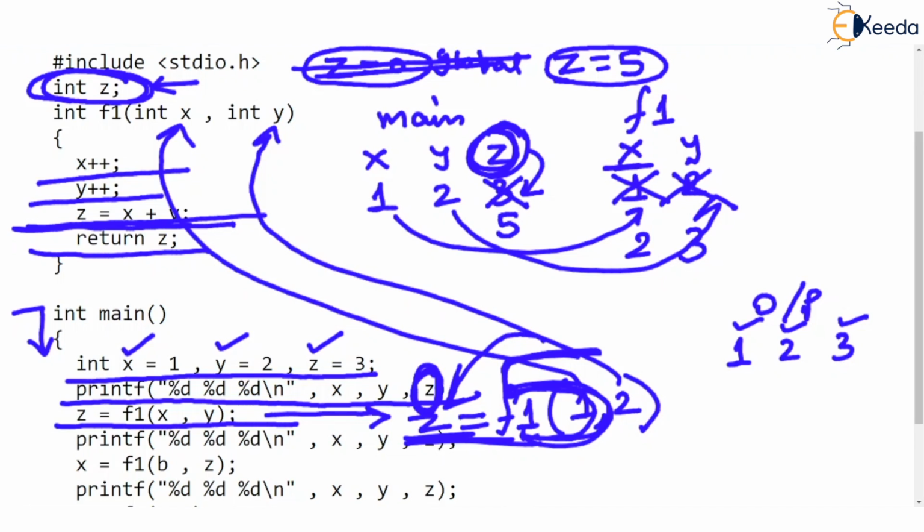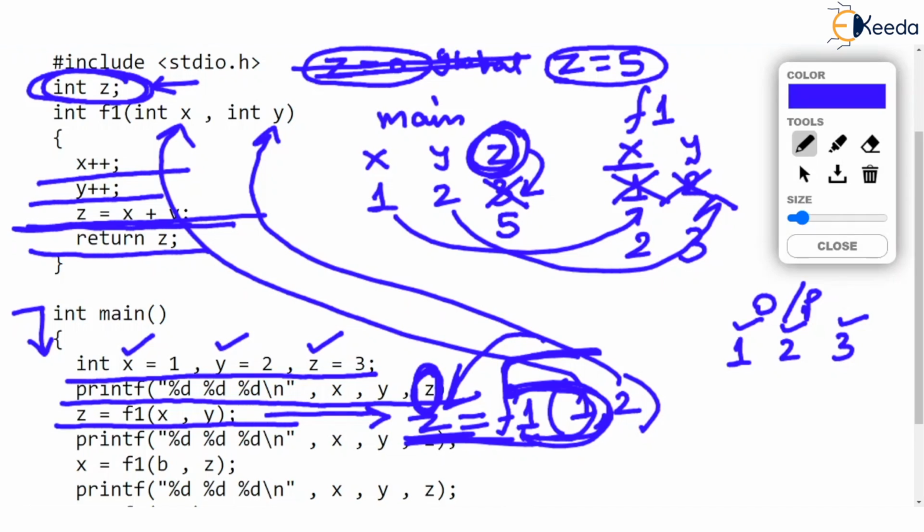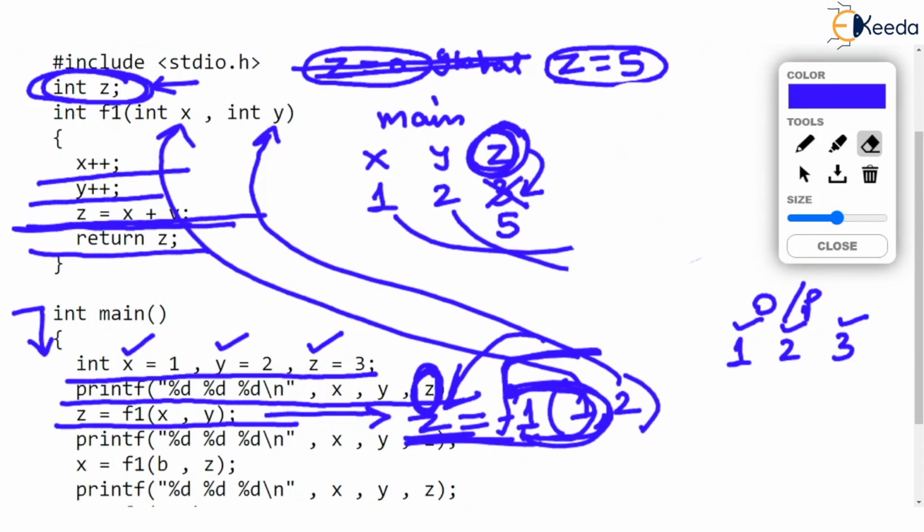I hope you are understanding. So let me clean a few things. f1 has finished, so the variables and parameters of f1 have been destroyed.